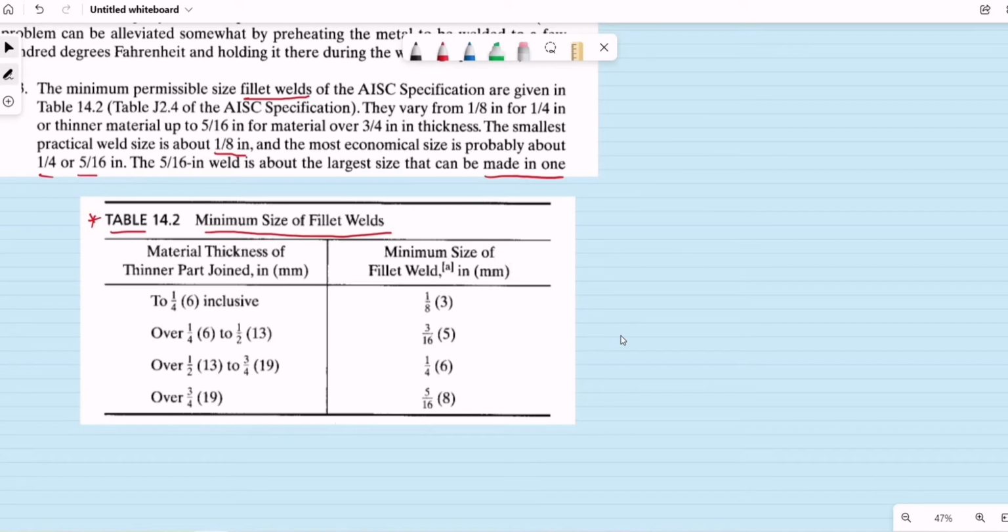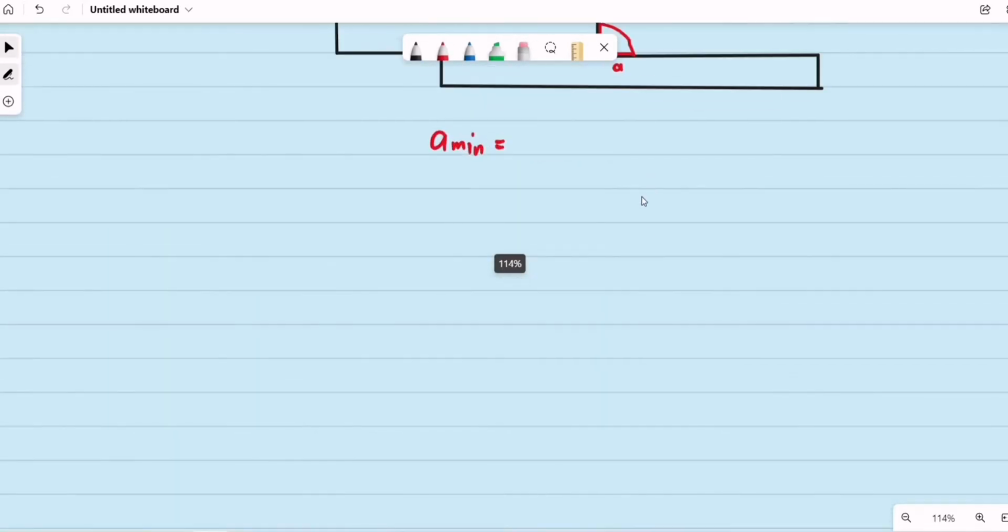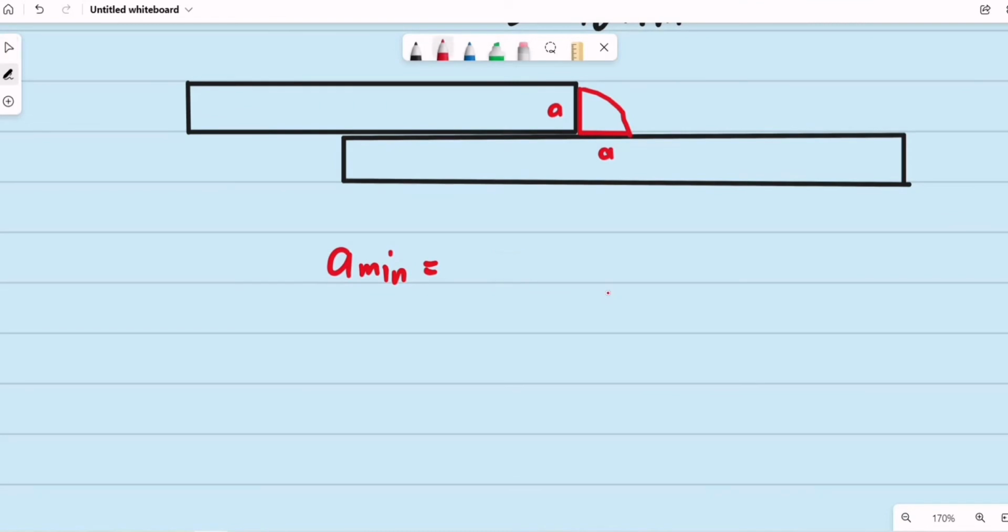Material thickness of the thinner part joined in mm. So we have 1/4 inch or 6 millimeters to 13 mm. So 10 millimeters is somewhere between 6 and 13. So the minimum size of the fillet weld is equal to 5 mm. Okay, so our minimum leg dimension for the fillet weld is equal to 5 millimeters.